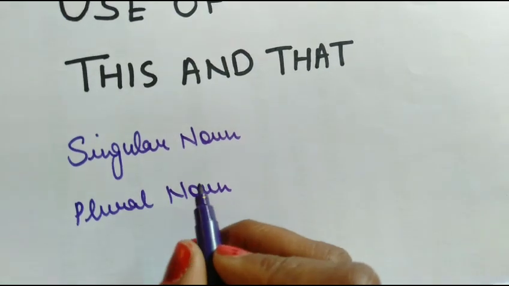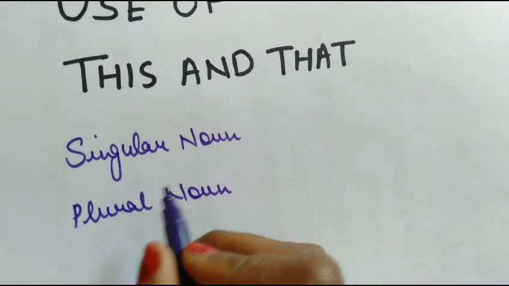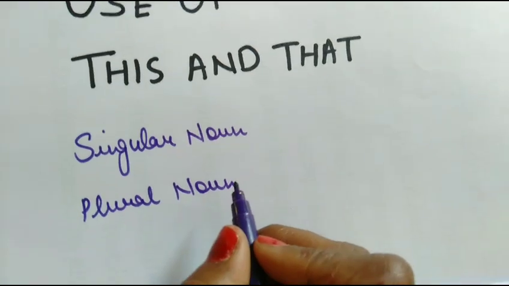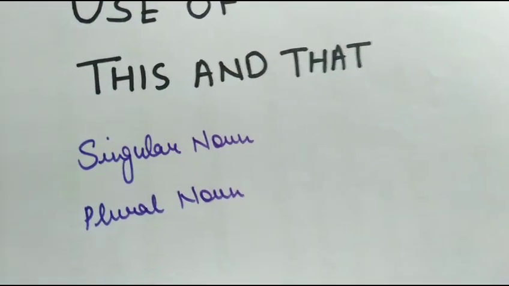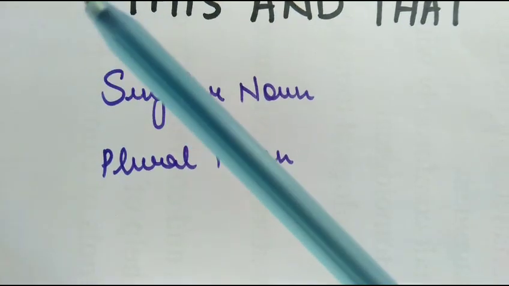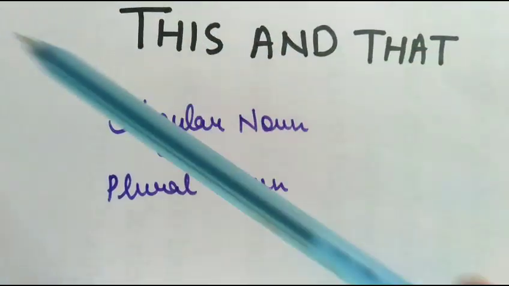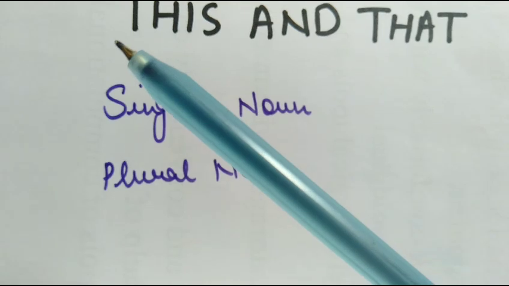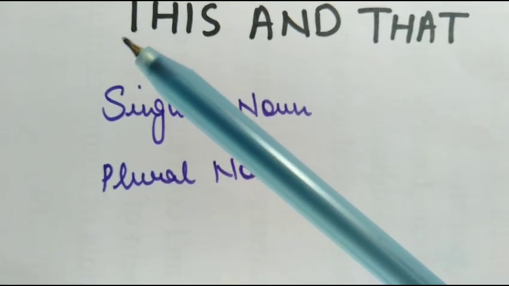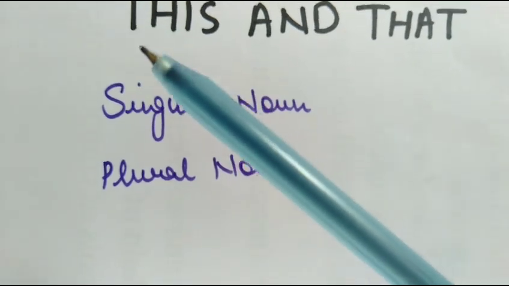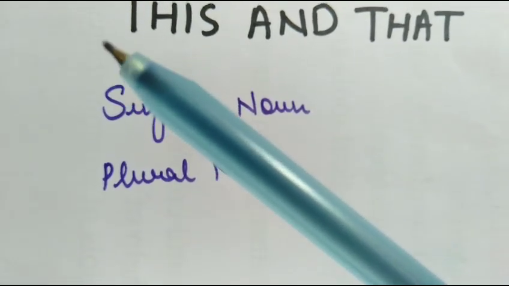So now I am going to tell you about singular noun and plural noun with the help of an example. So let's see. Here you all can see that there is a pen in my hand. This is a pen and it is 1 in number. So when we are talking about one person, one place, one thing, then that is a singular noun.